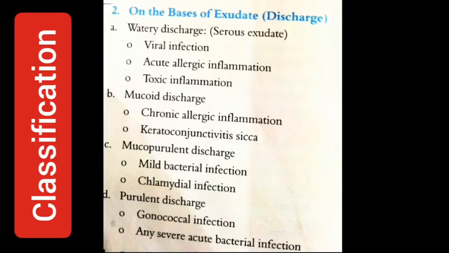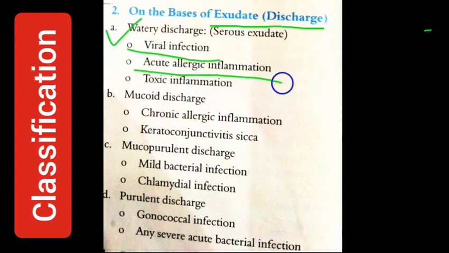So we'll classify conjunctivitis on three bases. Firstly, on the basis of discharge, then on the basis of etiology, and then on the basis of conjunctival reaction. Firstly, on the basis of discharge, watery may be viral or acute allergic inflammation, and mucoid will be in chronic allergic inflammation and autoimmune conditions like keratoconjunctivitis sicca. And mucopurulent and purulent would be bacterial, and especially in case of chlamydial infection and gonococcal infection.